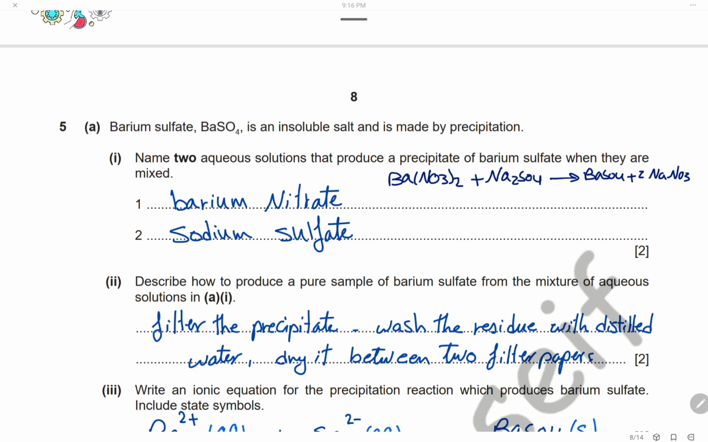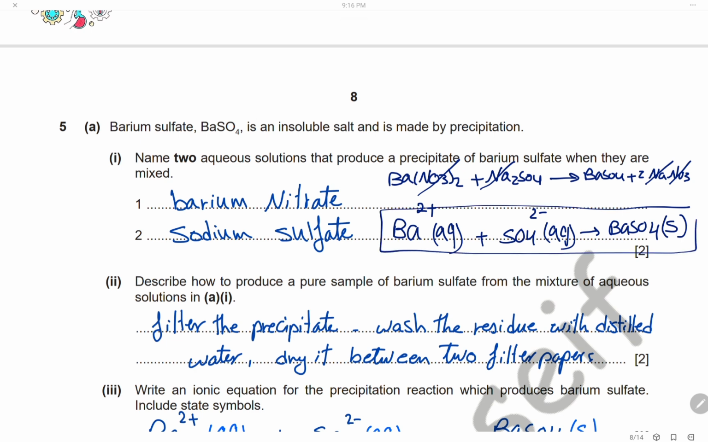We have to remove the spectator ions from the 2 sides of the equation. Spectator ions are the ions that remain in aqueous state without any change in the charge. So we have here sodium and nitrate ions remaining the same, aqueous with the same charge. So the ionic equation will be barium ions, which are aqueous, will react with sulfate ions, which are also aqueous, to produce the insoluble barium sulfate, and we will write it as solid.